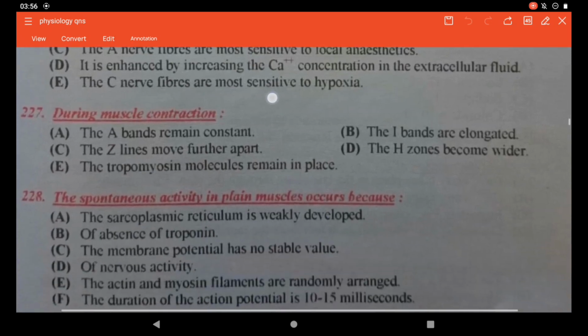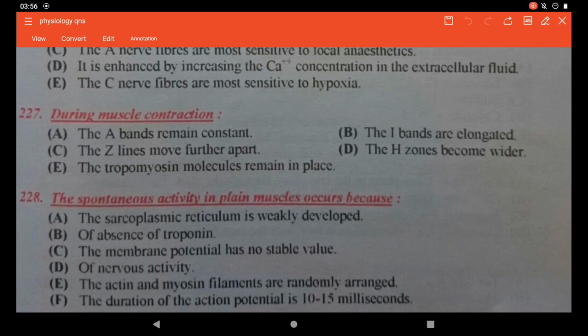During skeletal muscle contraction, A, the A band remains constant. C, the Z line moves further apart. B, the I band is elongated. D, the H zone becomes wider. Now, what is the most correct alternative?